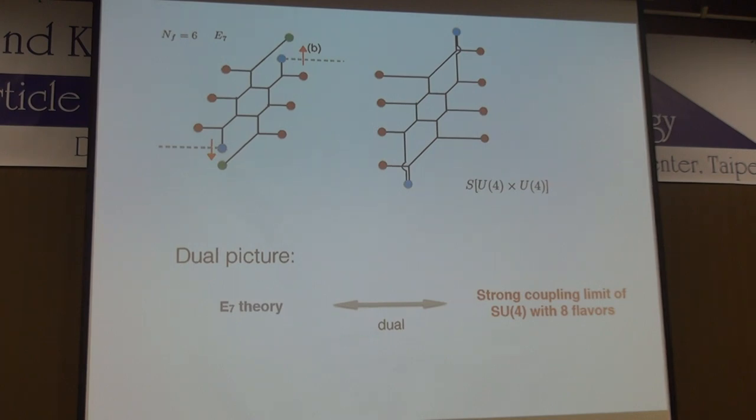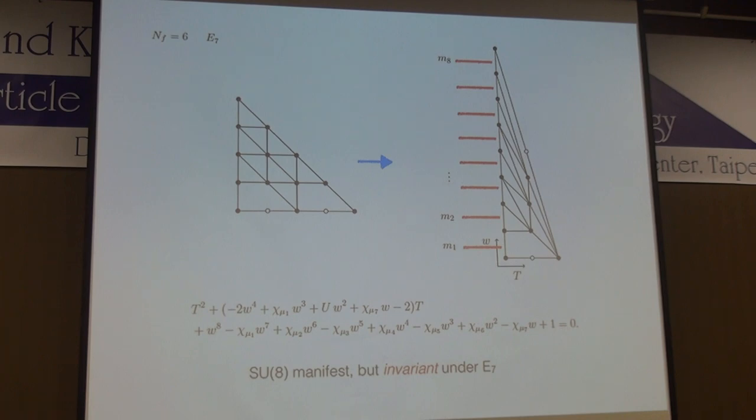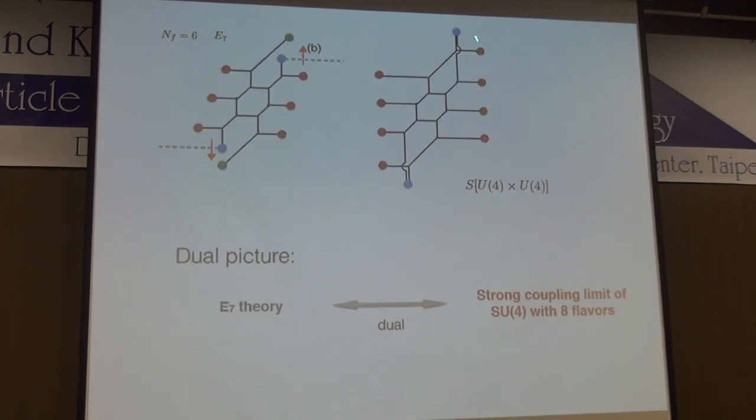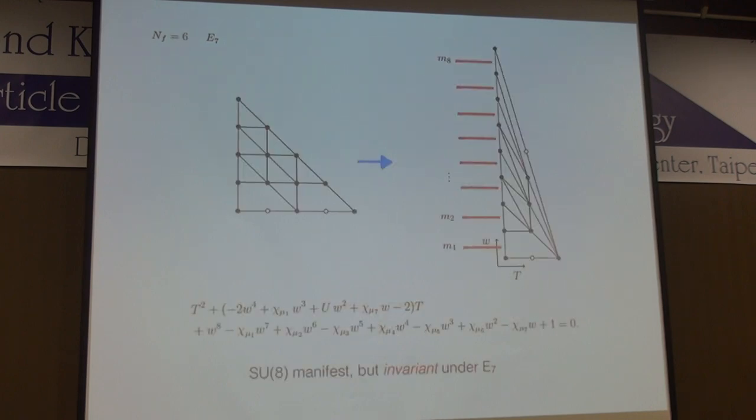And so it gives another dual picture for this 6-flavor case, and the E7 theory can also be due to a very strong coupling limit of SU4 with 8 flavors, etc. So for practical purposes, we push all these 0,1 branes to one side and get something like this, and we have 8 of them, and this one fits in the SU8 symmetry. So if we write down the curve, it looks like we have an SU8 manifest curve, but this one will be invariant under the E7.